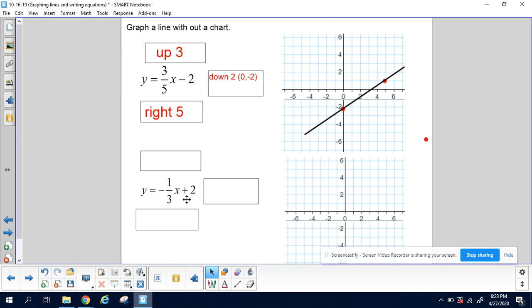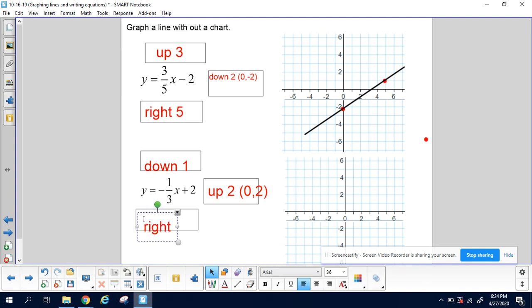On this example, we'll start up 2, since that's a positive, up 2 or 0, 2 for your y-intercept. Negative slope, so down 1, and the bottom number will always go to the right. The graph will look like up 2 right here, travel down 1, right 3, for the next stop. Down 1, 1, 2, 3. You can repeat. Down 1, 1, 2, 3, and draw your line.